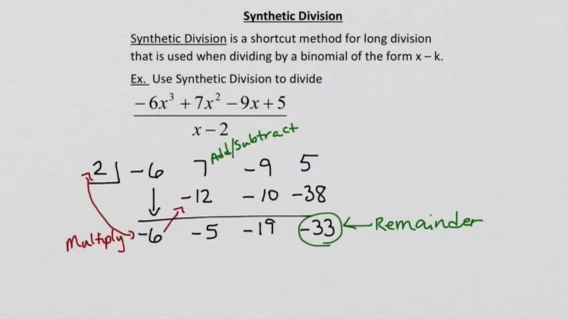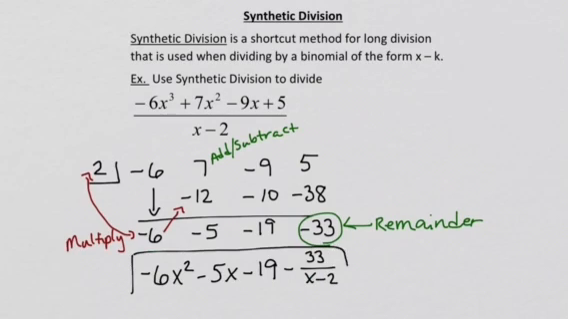So what we'll look at is going down 1 power, we get negative 6x squared, minus, continue, go down another power, 5x, go down another power, so we don't have a variable visible, it's negative 19, and then our remainder, we'll write negative 33 out of the x minus 2 that we were dividing by. And this would be our final answer for this problem.